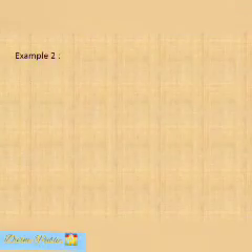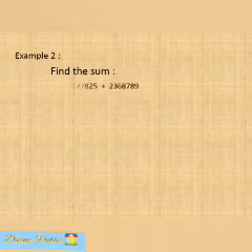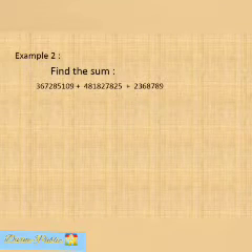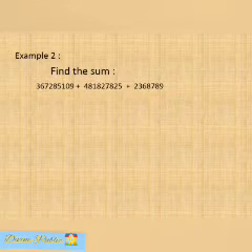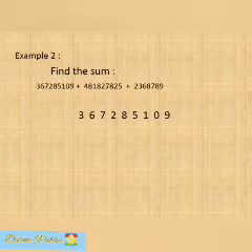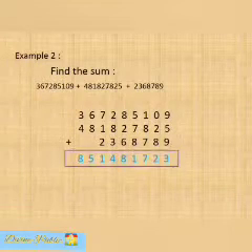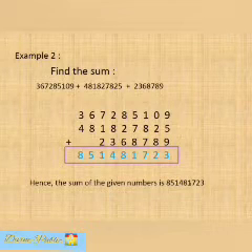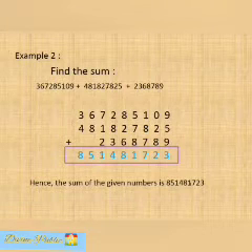Dear students, let us see one more example. Find the sum of the given numbers. Here 3 numbers have been given and all 3 numbers are large numbers. So to solve these, firstly we have to arrange all the numbers in columns. So we have to arrange all 3 addends in a column and follow the rule of addition. Hence we will get our answer, that will be 85,14,81,723.